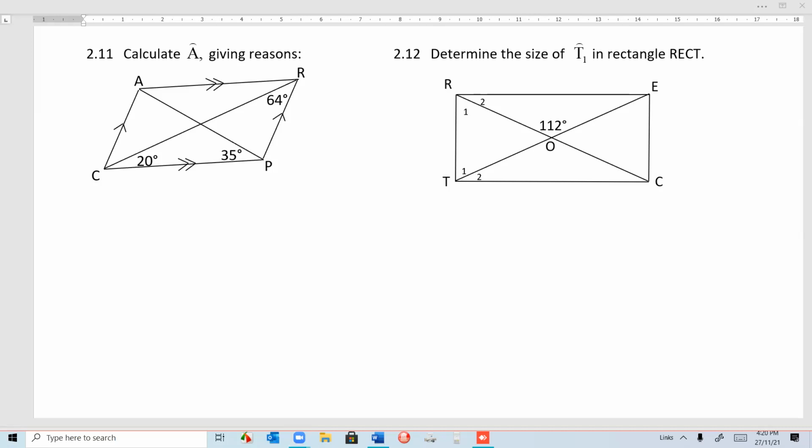All right, let's look at 2.11. So we want to find the whole of angle A. It is a parallelogram. Opposite sides are parallel. So we know immediately if this angle is 35, let's call that A1. A1 has to be 35 degrees. Can anyone help me out there before I go on? What would we do next?